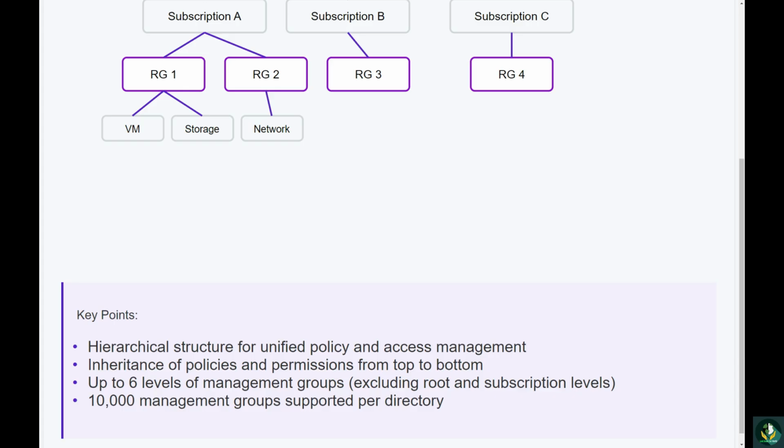Regular review. Periodically review and adjust your hierarchy as your organization and Azure usage evolves. Limit depth. While you can nest management groups up to 6 levels deep, try to keep your hierarchy relatively flat for simplicity. Leverage Azure Policy. Use Azure Policy in conjunction with this hierarchy to automate and enforce your governance decisions.